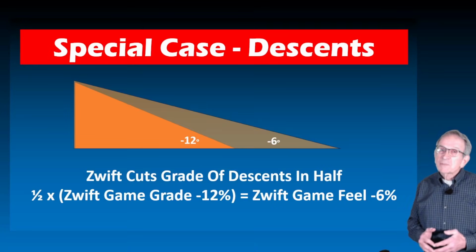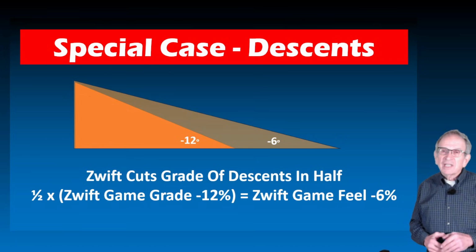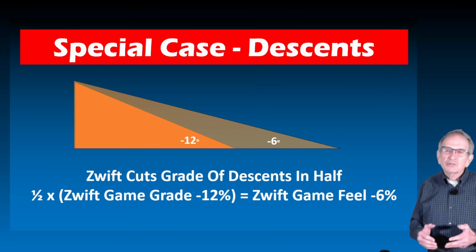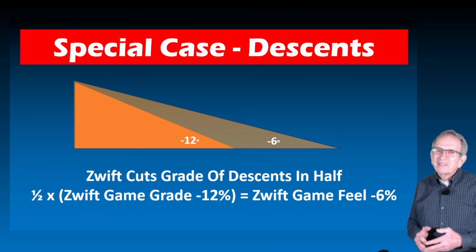Now there's one very, very special case that I need to talk about, and that's for descents. When Zwift designed the game, they decided that they would cut the virtual grade of the descents in half. So if the descent was 12% in game, it would feel on your trainer that you're going down a descent of only 6%. Now, why did they do that?